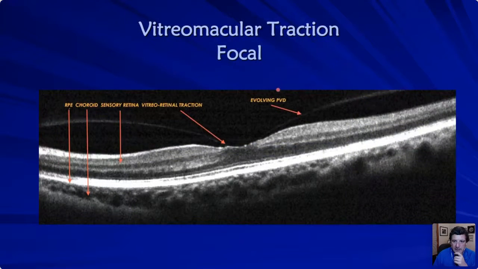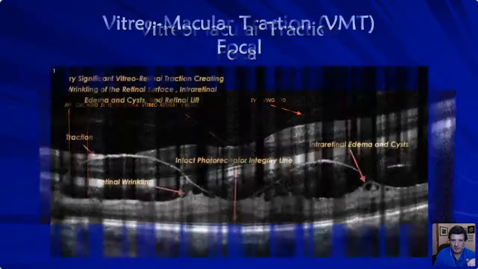So vitreomacular traction focal, right? This is what we're looking for. This is almost a vitreomacular adhesion, but then you start getting that little distortion. And this would classify as a retinal macular traction, or vitreomacular traction right here. Obviously, this is an involving PED. So if there wasn't any distortion, then it would be vitreomacular adhesion.